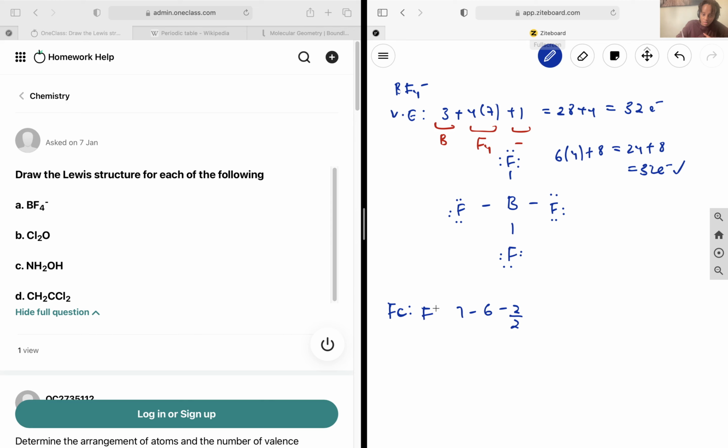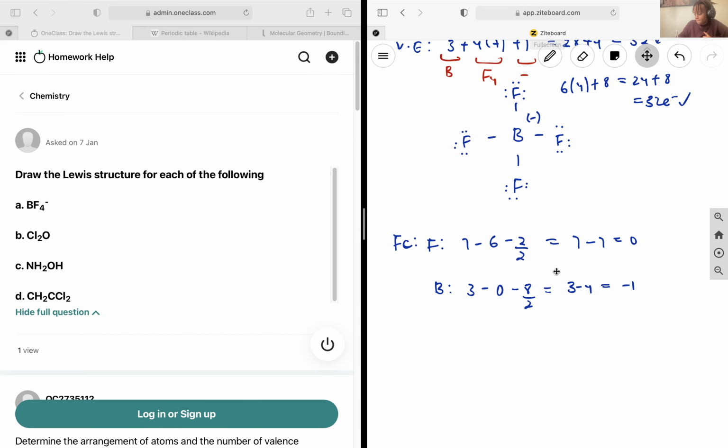So formal charges, this is for fluorine, and that's going to just be equal to 7 minus 7, which is 0. For the boron, we're going to have 3 minus 0 minus 8 over 2. That's going to give us 3 minus 4, which is -1. So we're going to have a negative charge on the boron. Does that make sense? It gives a net formal charge of -1, so yes it does, meaning that this is going to be our final structure. Valence electrons are taken care of, formal charge is taken care of. On to the next one.